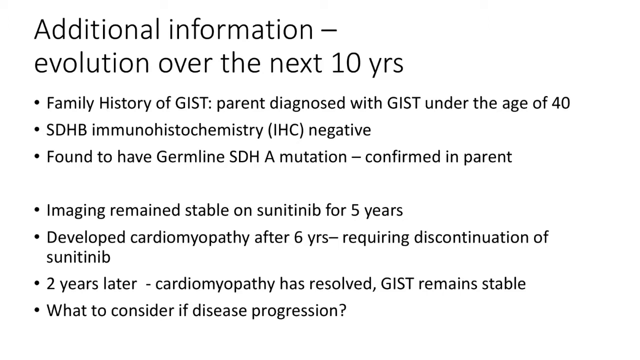So then the issue becomes, and this sort of finishes up my case, well, what would we do if it did start to progress? I'll ask my colleagues, what would you do next if it started to progress again? Because now she's off treatment and her cardiomyopathy has resolved. The issue with SDH-deficient GIST is that there are not many available treatments so far. So I don't know if we could potentially challenge her with sunitinib or try regorafenib, which has some activity too.